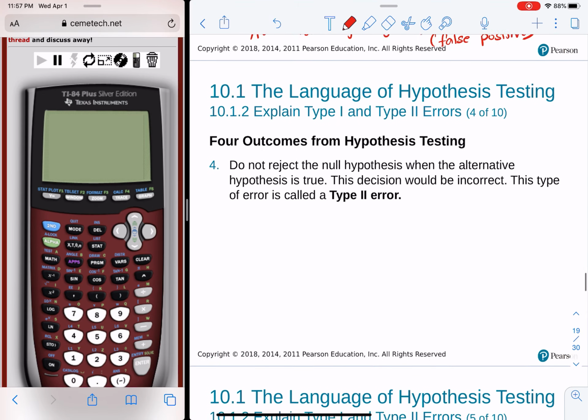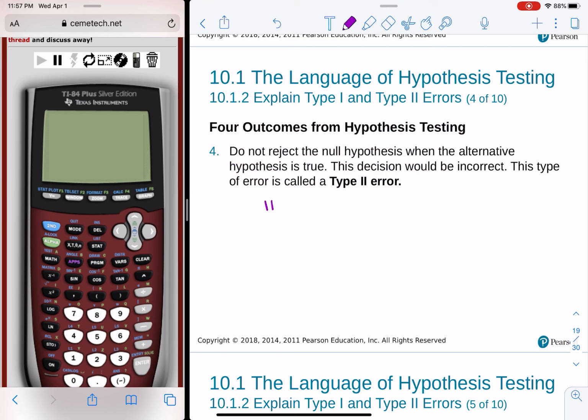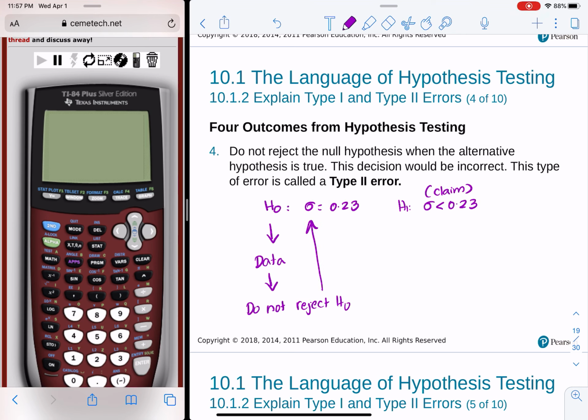And the last case would be to have this scenario again. That is the claim made by the quality control manager. So we do not reject the null. In other words, we collect the data. The data tells us do not reject null. So the data is pointing toward the null.